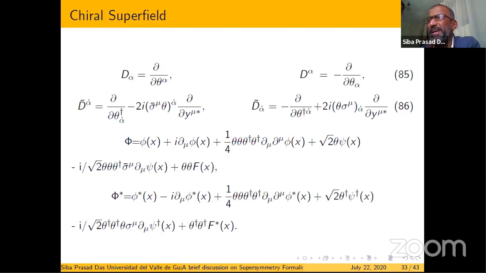This small phi(x) is the real scalar field, or normally it is a complex scalar field, because in the next slide I have a phi star. So this phi(x) is the real scalar field that I started with in the supersymmetry transformation. For example, this psi(x) is the fermion. This F(x) is the corresponding F term in the chiral field.